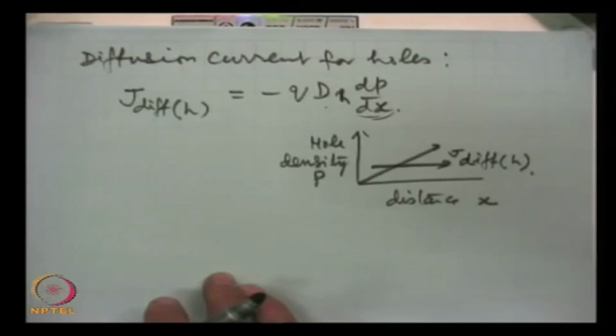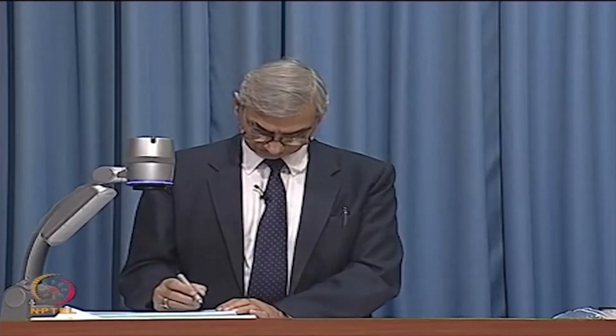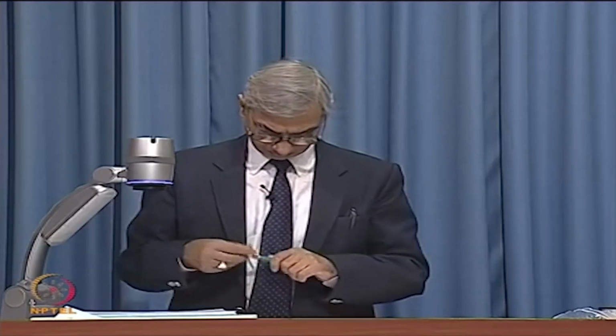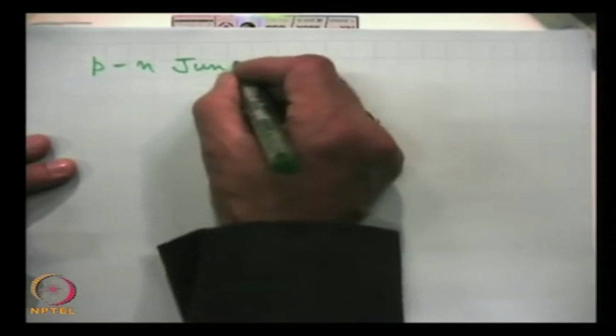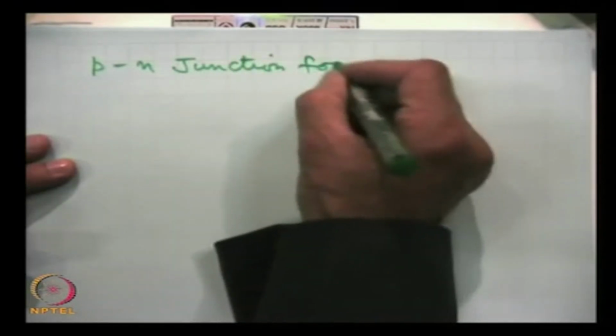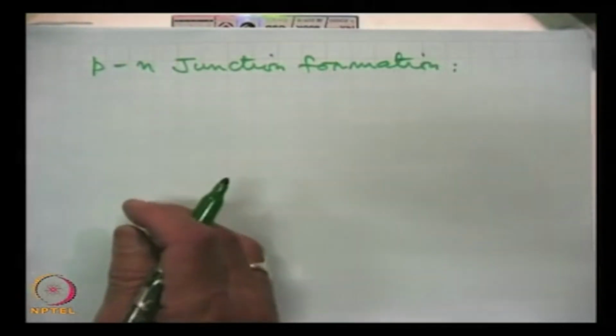Current flows in the direction of holes, and of course, hole movement, because of the opposite charge, is in the opposite direction to the movement of electrons. Now, with this kind of revision, we are in a position to go for p-n junction formation.